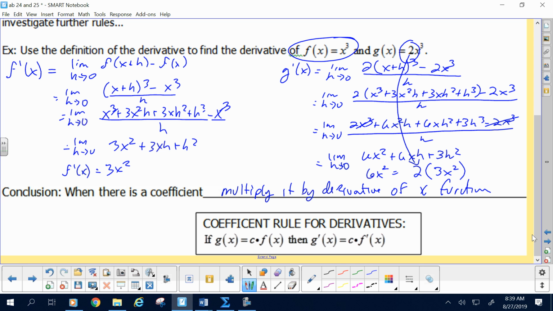Understood? Okay, let's check for understanding. y equals 7x to the 100. What's y prime? 700x to the 99. Is that easy or what?